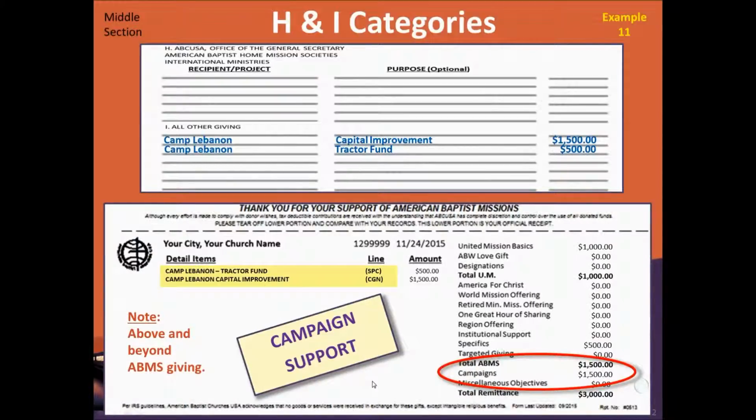And notice this goes above and beyond ABMS giving. ABMS means American Baptist Mission Support. You'll see that the project, the specific, is under specifics. That part belongs under ABMS. But the campaign part itself, the capital improvement, falls under campaign.